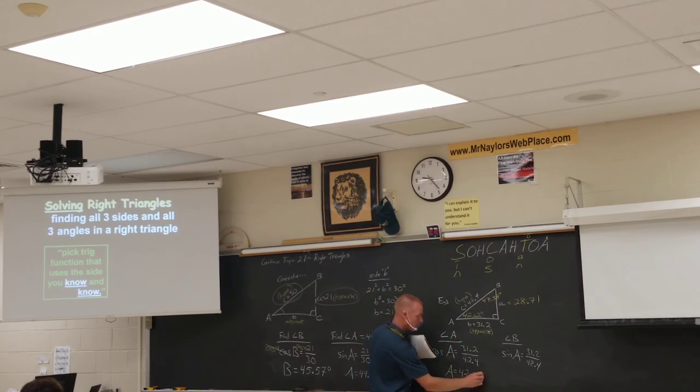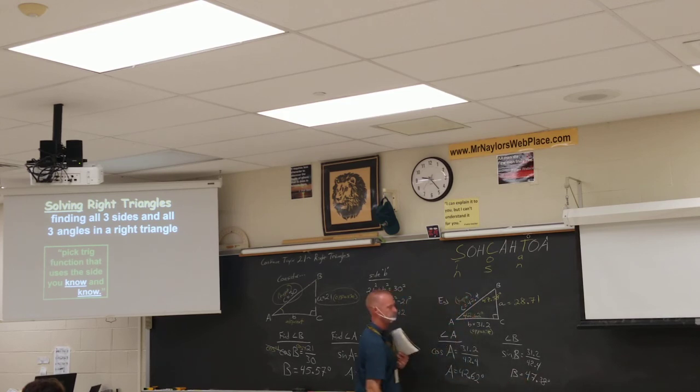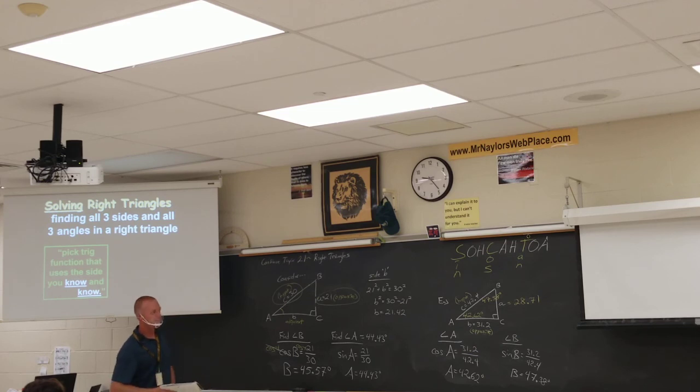42 and, oops, darn it, this is supposed to be a B, my fault. So angle B is 47. Then use the Pythagorean theorem for that side A. Pythagorean theorem.